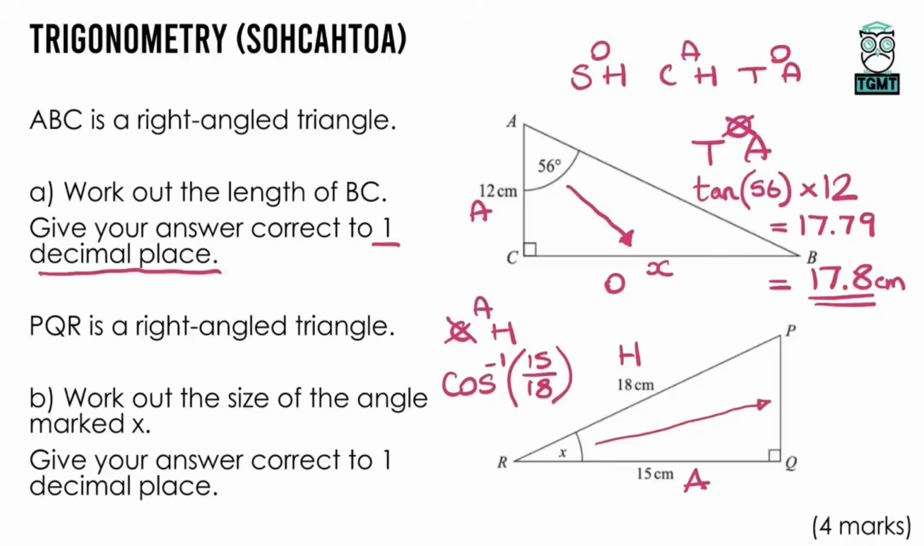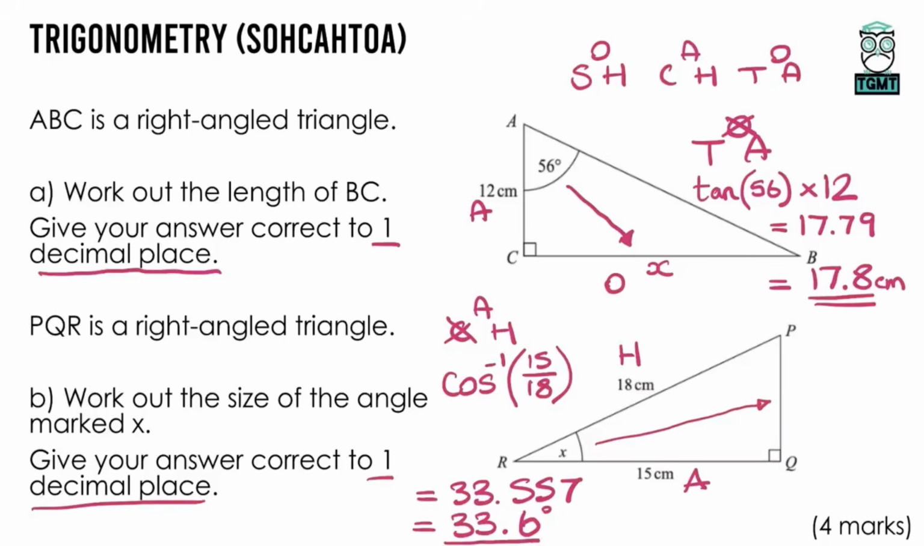So 15 over 18, and we get the answer 33.557. Again, it only wants my answer to one decimal place. So if we round that to one decimal place, we get 33 point. After the 5 is another 5, so 6. And not forgetting, this is an angle, so that is in degrees. There we go, we get 33.6 degrees as our final answer.